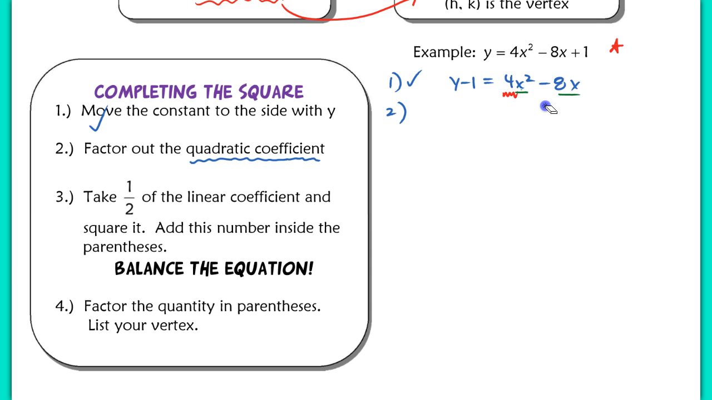That's not the skill that we're working on here. We're just going to factor out the coefficient. So we have y minus 1 equals 4 times x squared minus 2x. Okay, so this is step 2 completed.